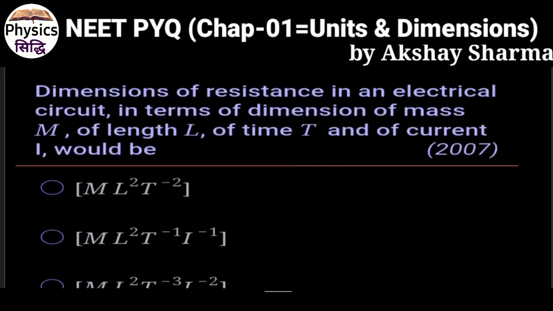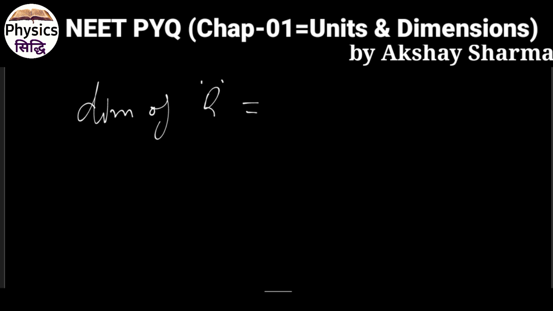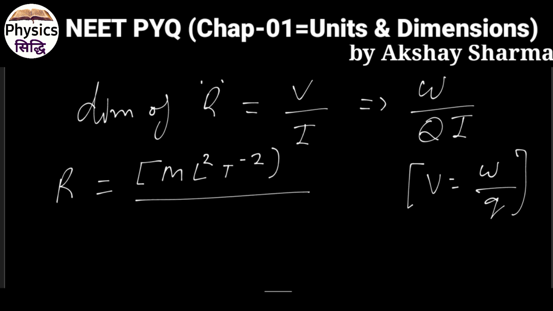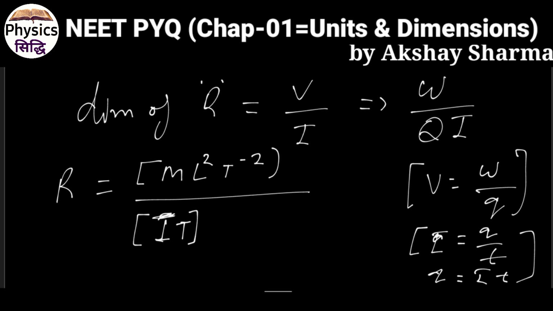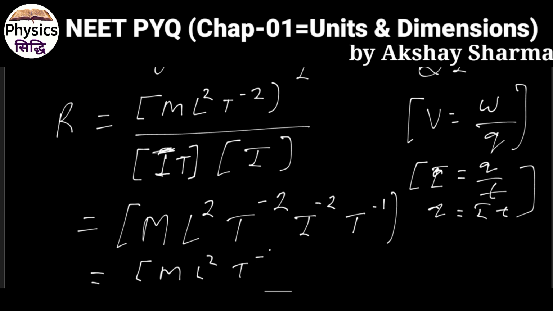So the next question is the dimension of resistance in an electrical circuit in terms of the dimensions of mass, length, time and current. So the dimension of resistance R. Resistance will be V upon I, and V will be W upon Q. You have to remember this formula: potential equals work upon unit charge. So R will be W, ML square T minus 2, upon charge. Charge is current I into time, because I will be Q upon T and Q becomes I into T. Time dimension is T, and then current again I. If we solve this, then ML square T minus 2 on top, and below it will be I to the power minus 2 and T to the power minus 1. So it becomes ML square T to the power minus 3 I to the power minus 2.